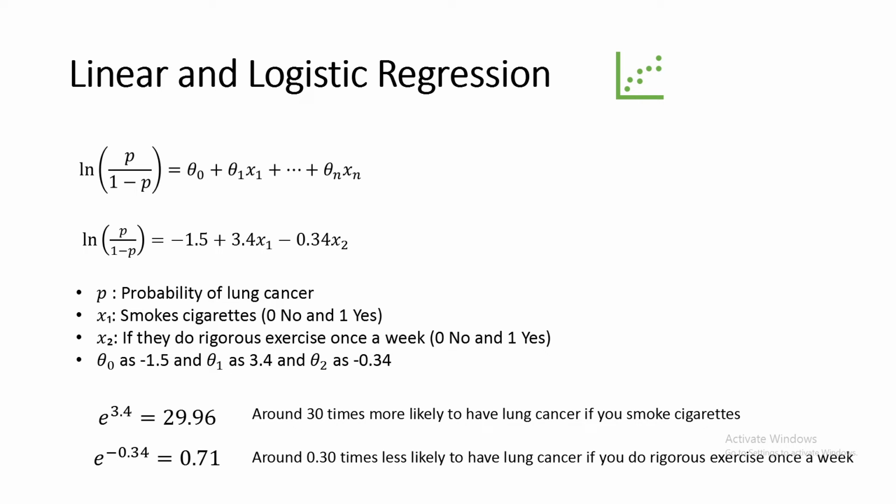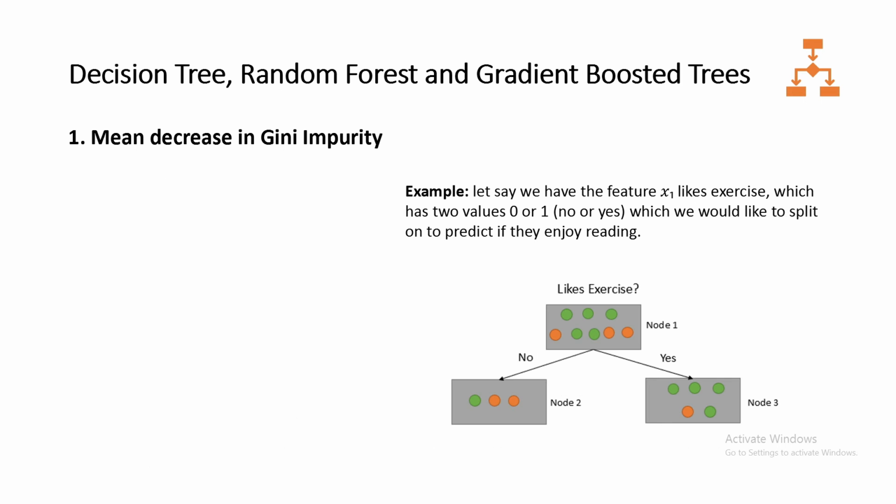And e to the power of minus 0.34 gives us 0.71, which is around 0.3 times less likely to have lung cancer if you do rigorous exercise once a week. Let us now look at the feature importance of decision trees, random forests, and gradient boosted trees.